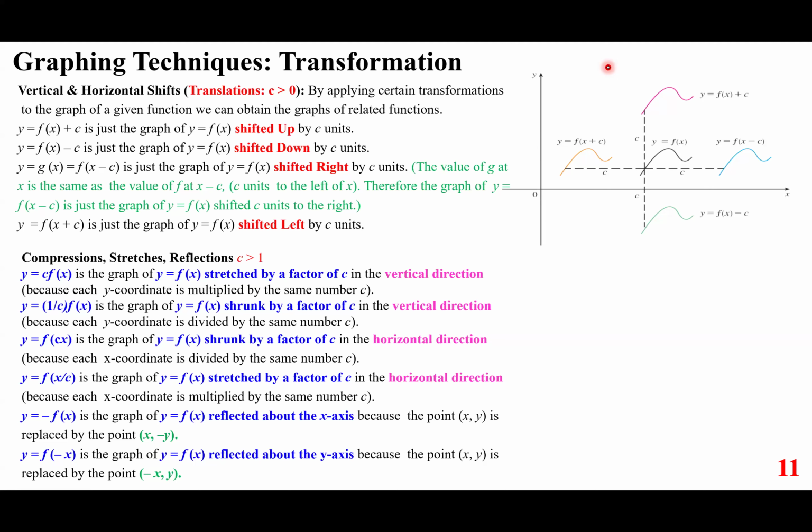Now, as far as compressions, stretches, and reflections, let's look at the graph. If the function is y equals f of x again, and we are assuming c is larger than 1, for example 2 or 1.5. So what is c times f of x? In essence, the y coordinate is stretching by a factor of c. It gets larger by that factor, so it moves up. And if it's 1 over c, it becomes smaller. The y coordinate gets smaller like that.